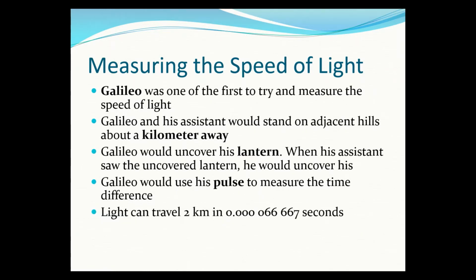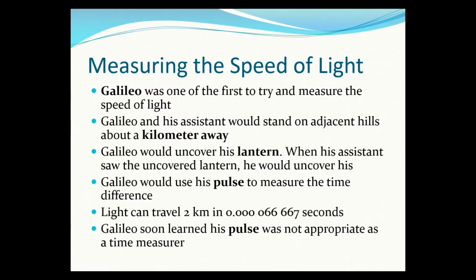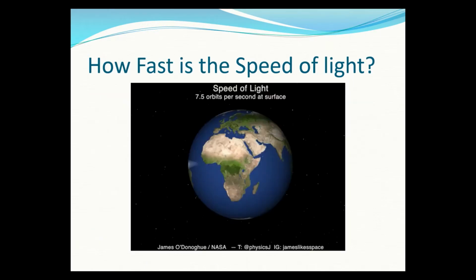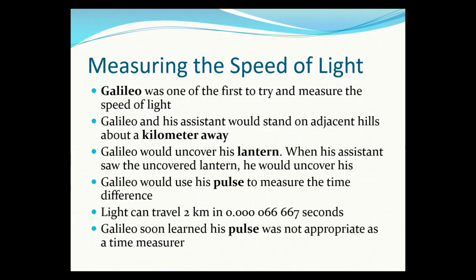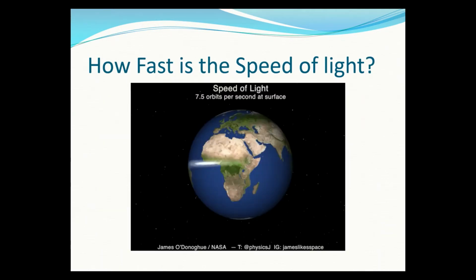So it can go from Toronto to Vancouver in 0.014 seconds, and they're 1 kilometer away, and he's trying to use his pulse. I don't think you can get a fraction of a pulse, so it didn't work out very well. That's how long it takes light to travel there and back, 2 kilometers. So Galileo soon learned his pulse was not an appropriate time measure, and he was unable to get a calculation for the speed of light, so it was unknown.